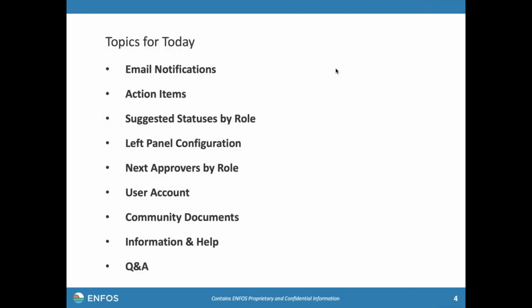So, today we're going to be talking about the user module icon and what's in it, really spending a lot of time on the user preferences submodule. We're going to talk about email notifications and action items. Those are the two really big ones that I think have a lot of impact to your day-to-day use within ENFOS. We've got role suggestions. We're going to talk about the left panel, next approvers, and then some other items that are within that user module that you can really use and configure to make your use of ENFOS better.